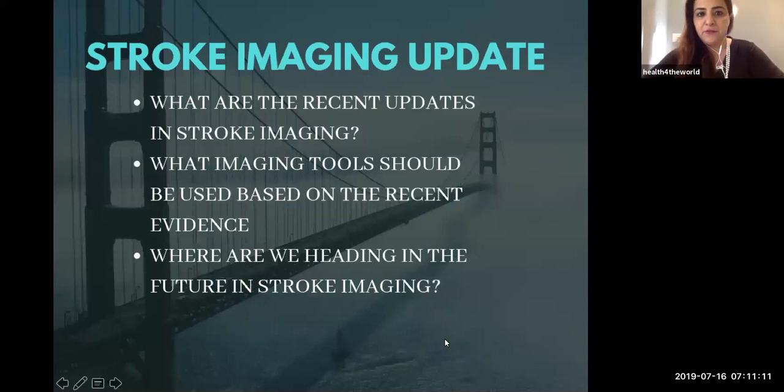Today we'll be talking about a few things. What are the recent updates in stroke imaging? What imaging tools should be used based on the recent evidence? And where are we heading in the future in stroke imaging?